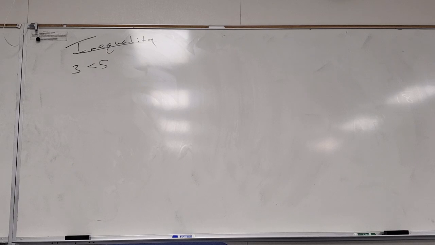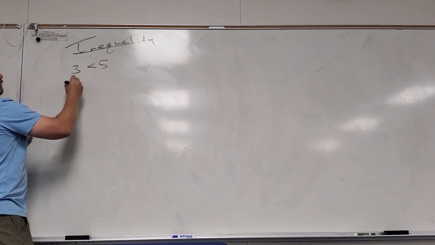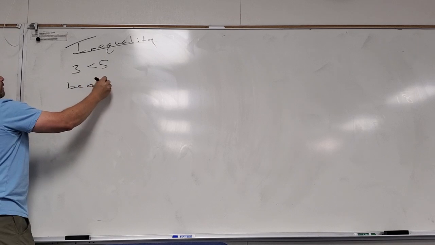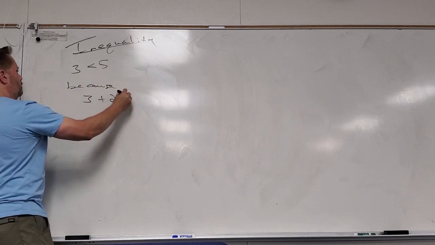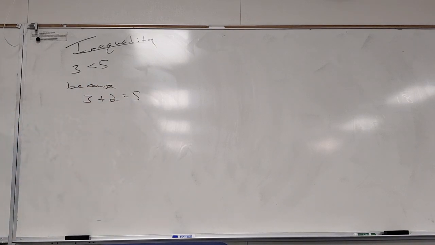You could add stuff to 3 to make it 5. Say again? You could add something to 3 to make it 5. Be more specific. You could add 2 to 3 to make it 5. Good. 3 is less than 5 because 3 plus 2 is 5. Is that cool? That kind of makes sense. If I have to add something to what I've got to become something else, then I must have less than that thing to begin with, right?